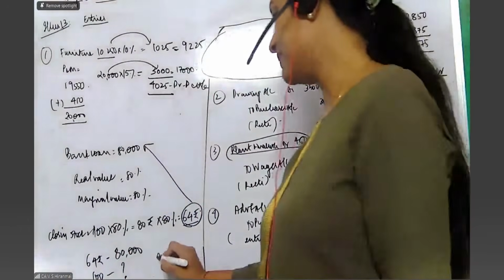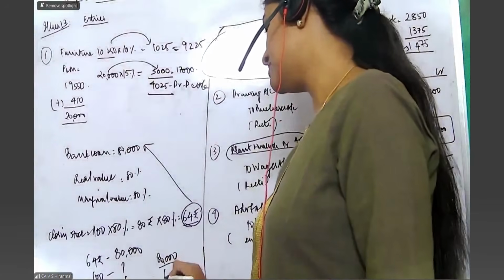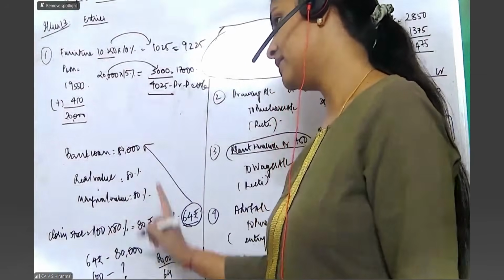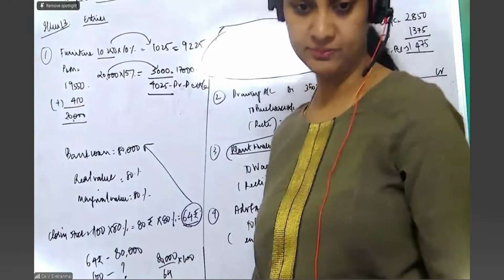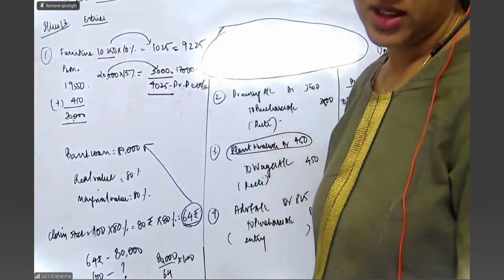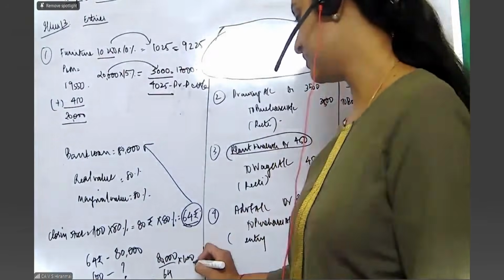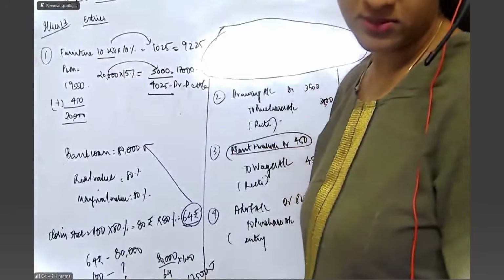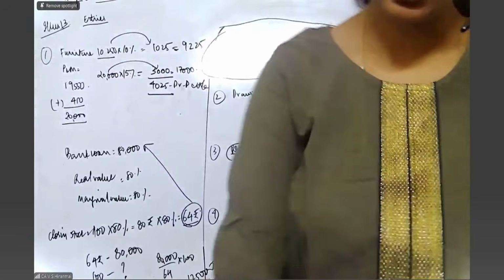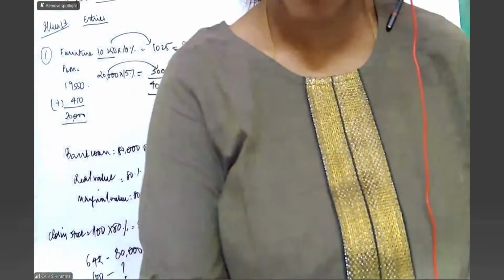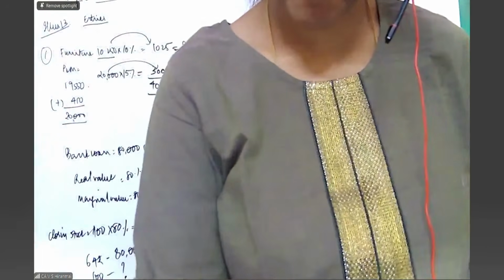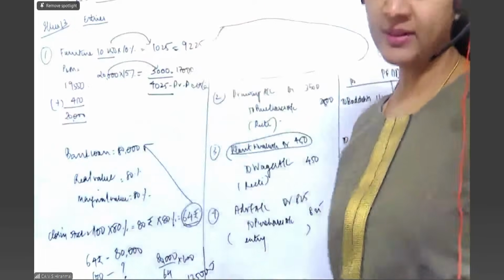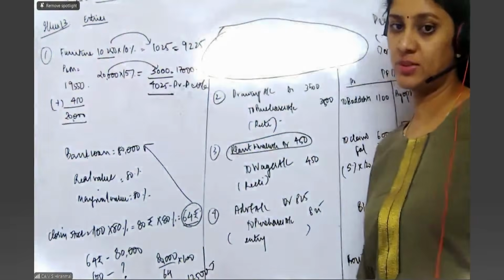Now can you tell me 80,000 by 64 into 100? 100 into 80 into 80. Yes, I'm right. How much are you getting? Are you getting 1,25,000? Yes, everybody. Now did you all understand this particular concept?